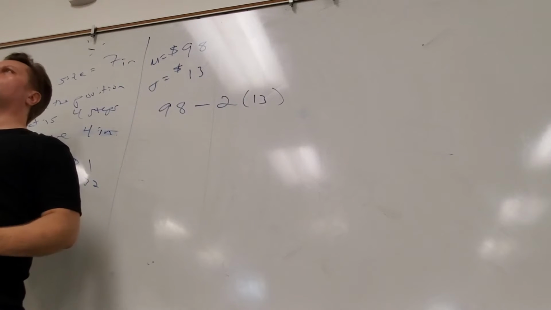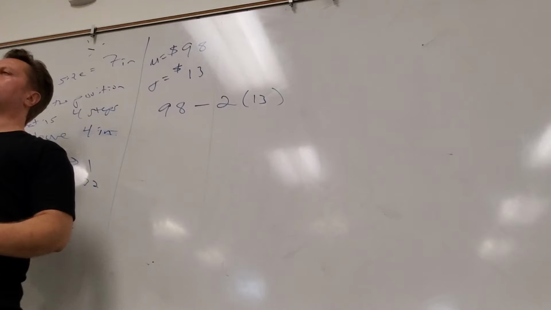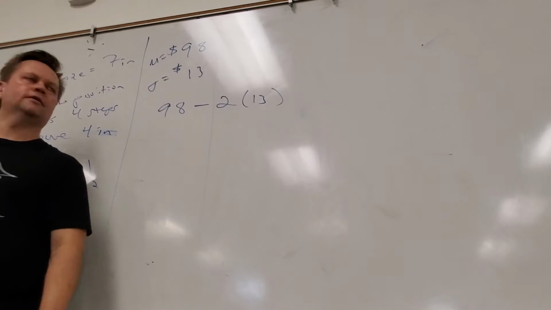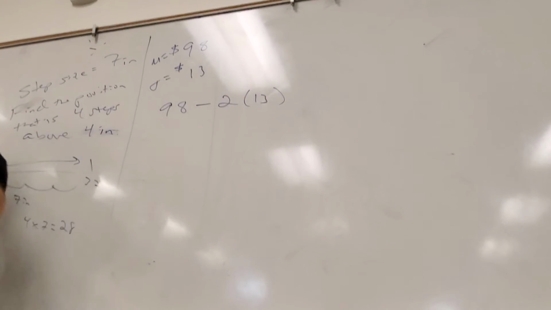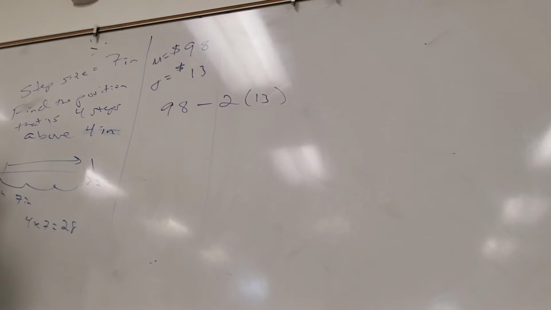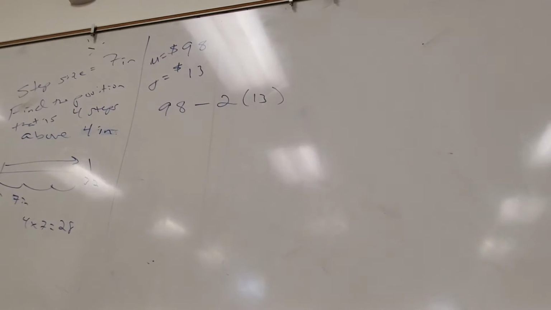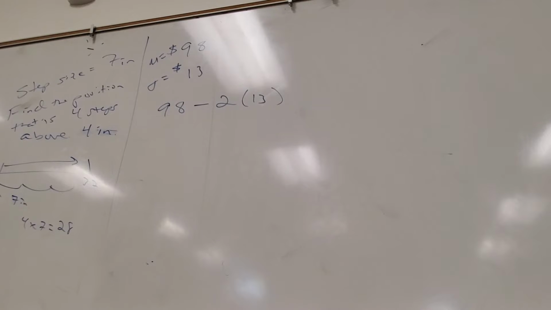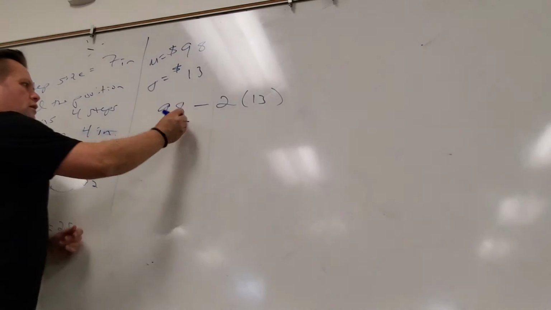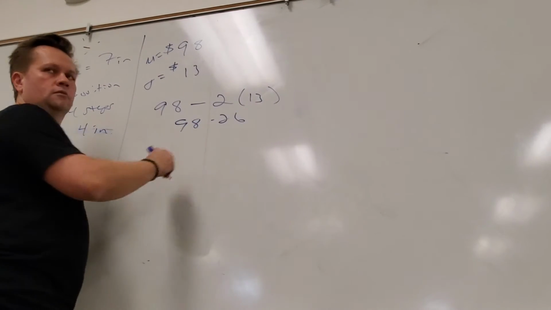So let's see. Well, that's a good example. I can't get away from steps in my head. It does say it, it says it exactly. How big is 2 steps? If every step is $13, $26. Yeah. So then, what price is 26 below 98? That's all it's asking for, right? So 98 minus 26.